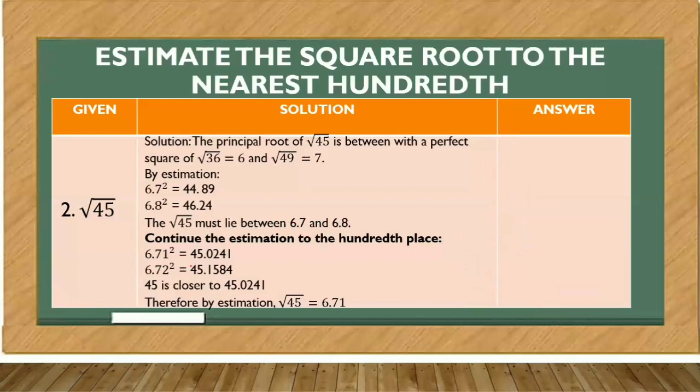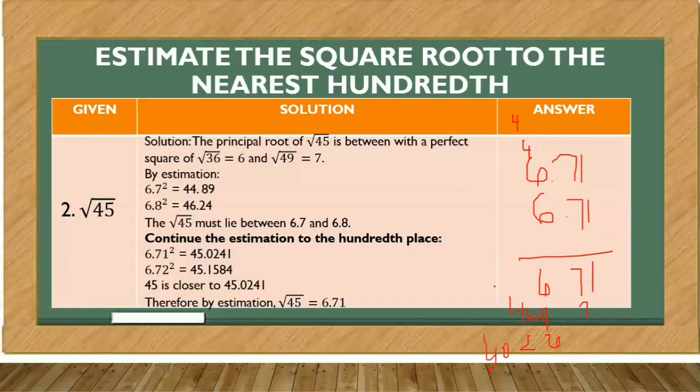So, 6.7. So, gawin natin 6.71. Mag-estimate tayo ha. 6.71. Square means doble or sa sarili nila. Yan. 1 times 1, 1. 1 times 7, 7. 1 times 6, 6. 7 times 1, 7. 7 times 7, 49. Carry 4. Then 7 times 6, 42 plus 4, 46. Then 6 times 1, 6. And then 6 times 7, 42. Carry 4. Then 6 times 6, 36 plus 4, 40.